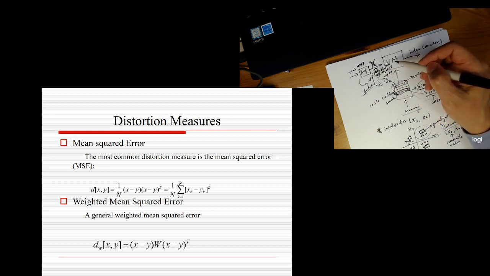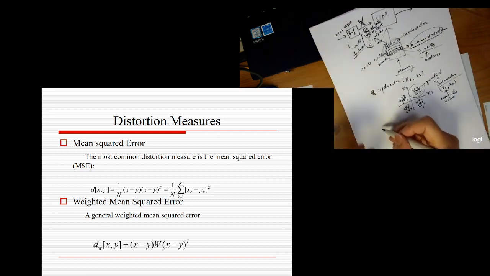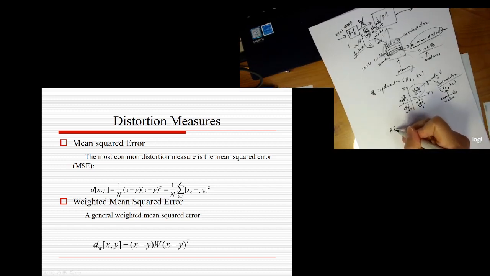This is sometimes from your perceptual point of view, from your quality point of view, so you can do some weighted mean square error. So we are trying to rewrite it here. Weighted is more like this.